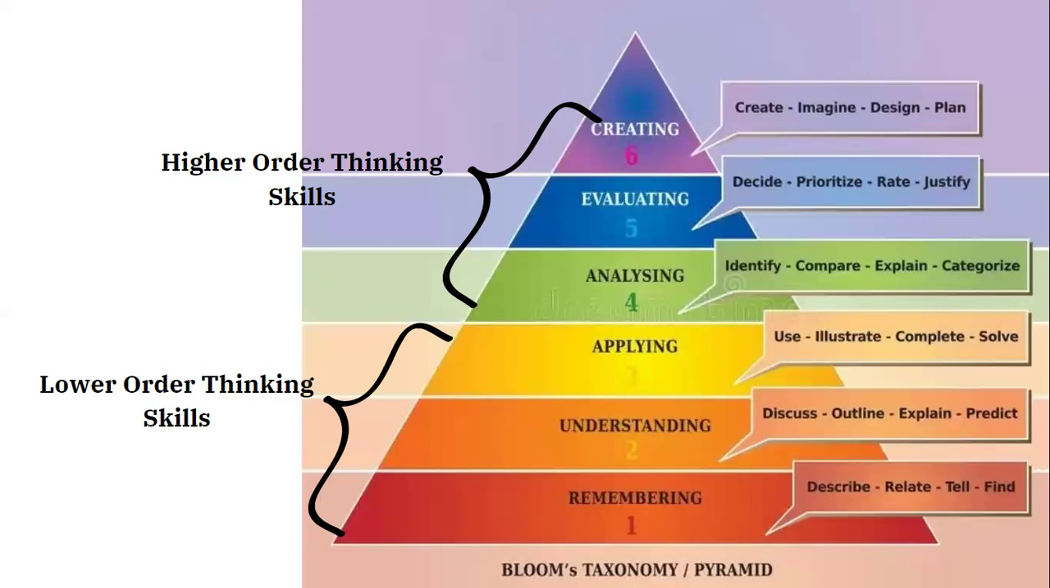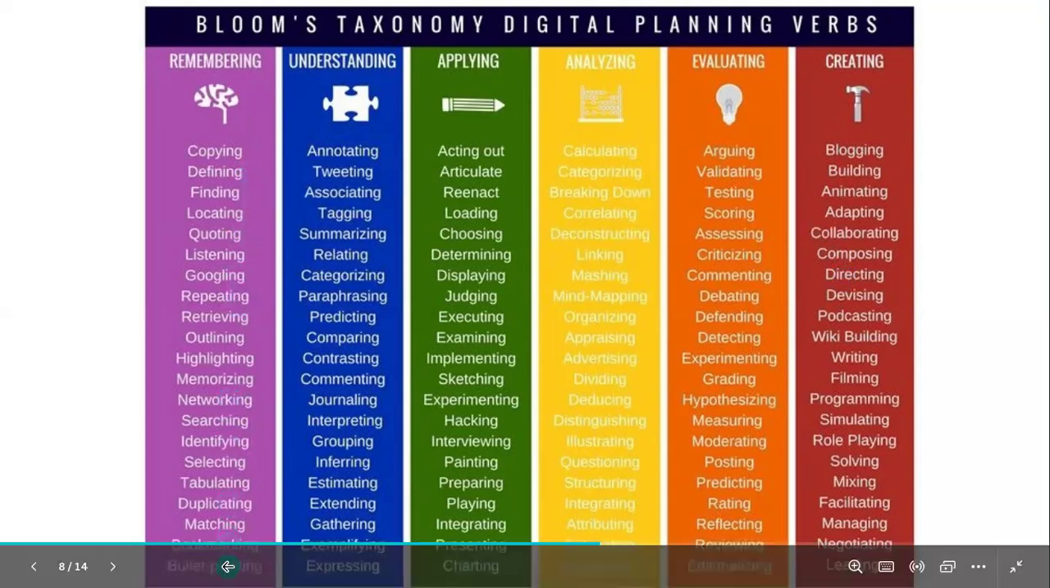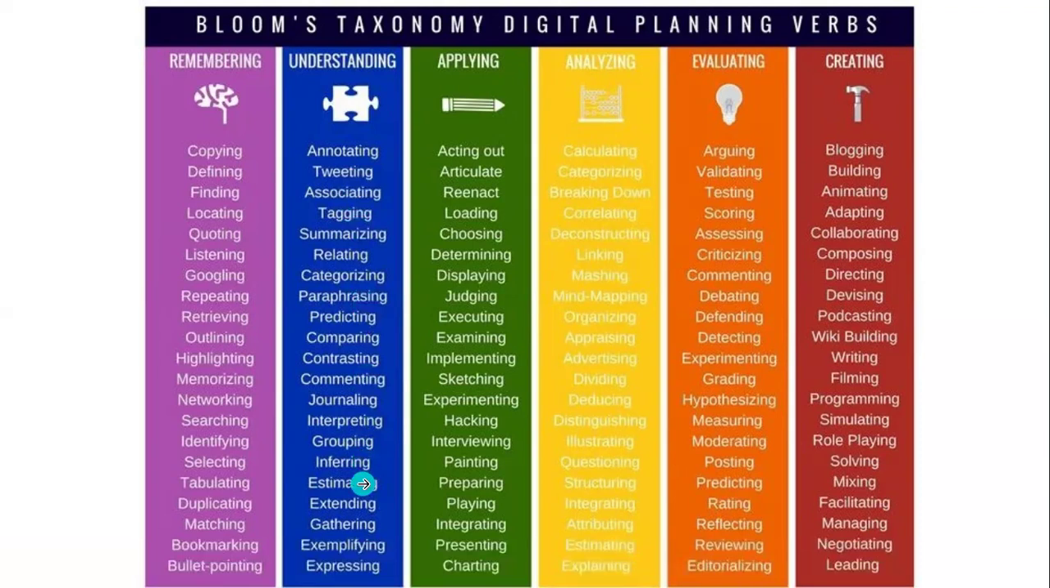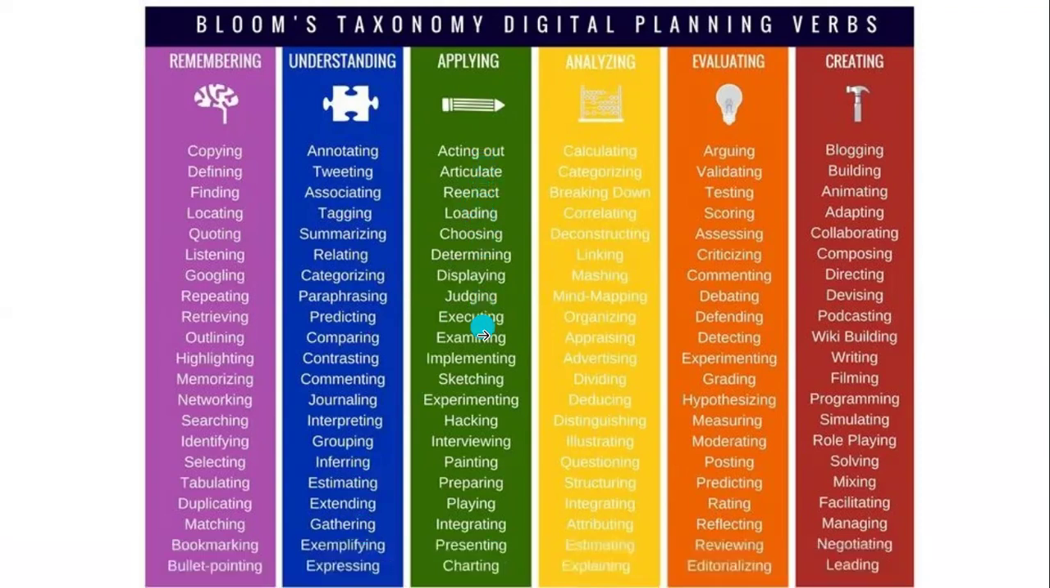Now, all these verbs are actually action verbs through which teachers and educators develop learning objectives. And these action verbs are included for each category of cognitive levels. You can see remembering has its own list of action verbs. Then comes understanding, which has its own set of action verbs. Then comes applying. Then we go on to analyzing, then evaluating and creating.